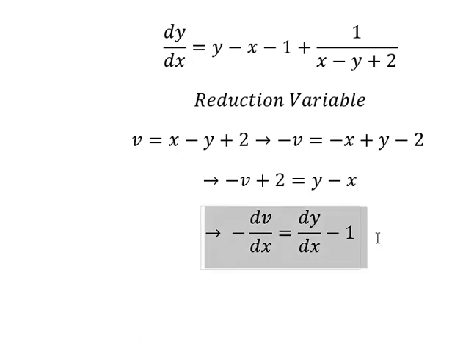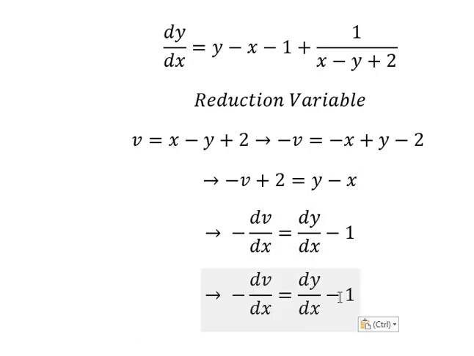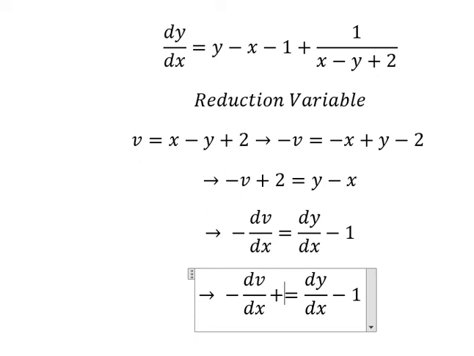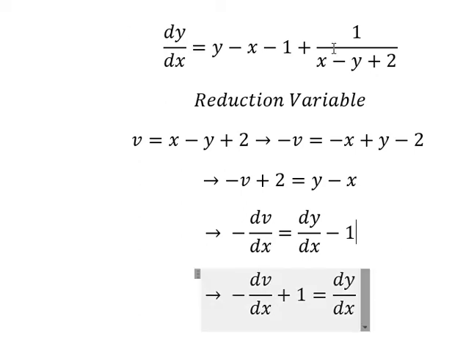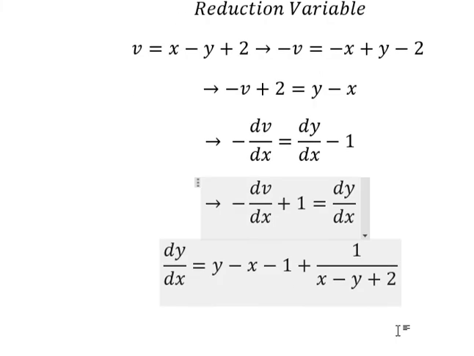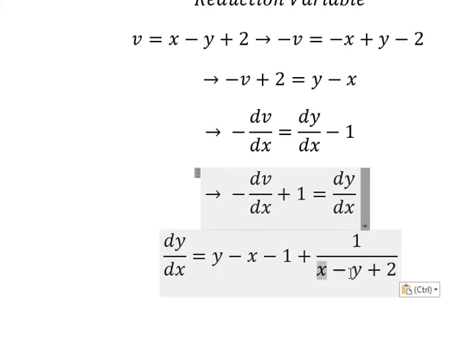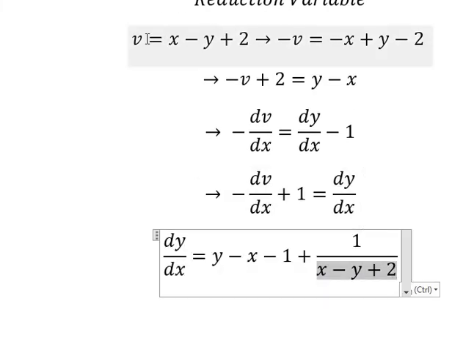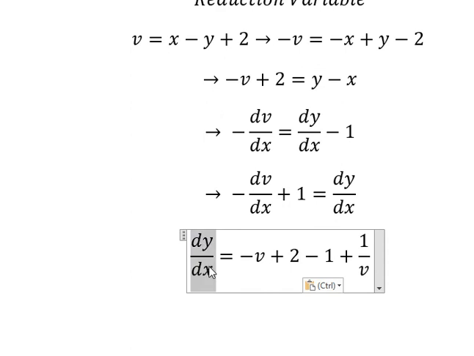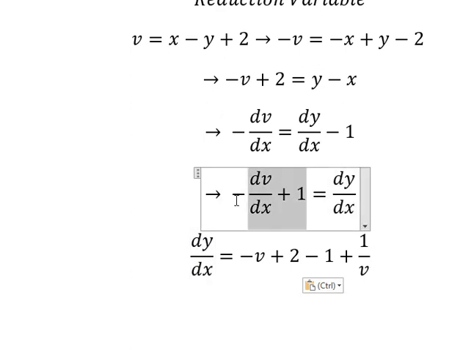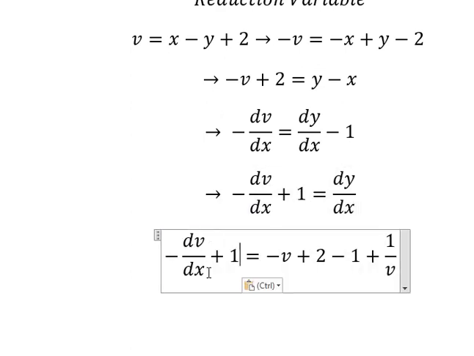Next, I will put negative number 1 to the left. So s minus y plus 2 we change by v. Y minus s we change by this one. Dy over ds we change by this one. And now we need to simplify everything in here.